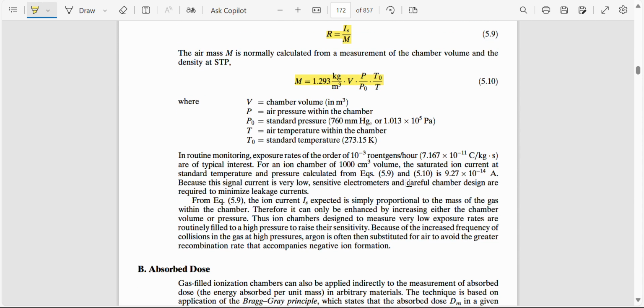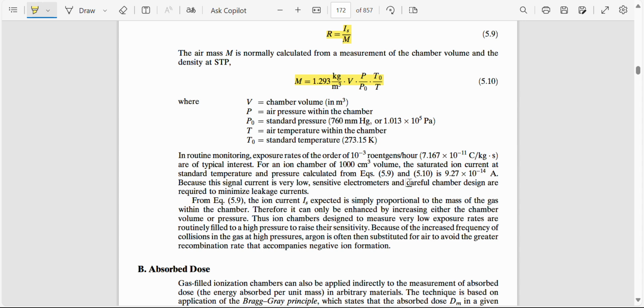For that, let me give you an example. You can solve it by yourself. Let's suppose you have a volume of 1000 centimeter cube and a pressure of 850 millimeter mercury, and let's suppose your temperature is 23 degrees Celsius. You have to find the mass.